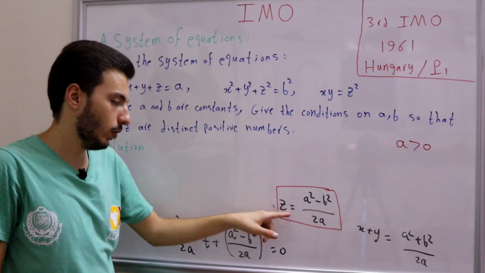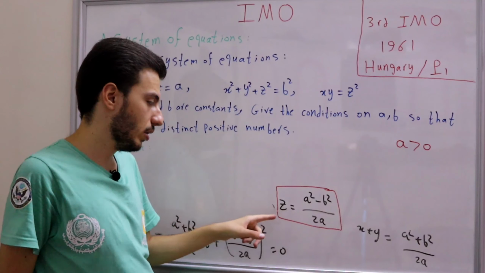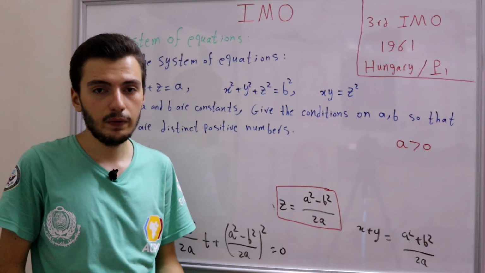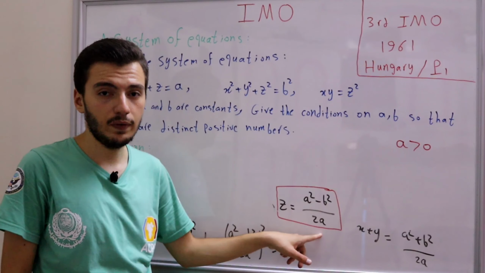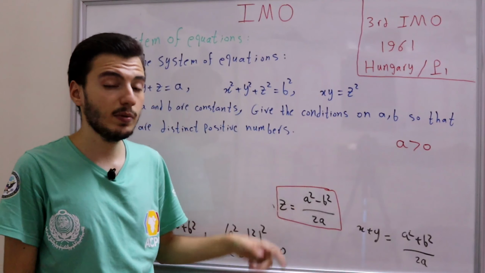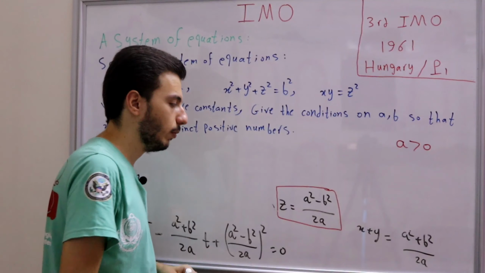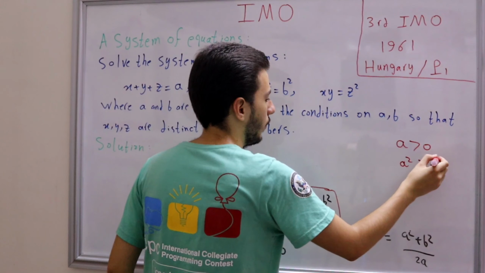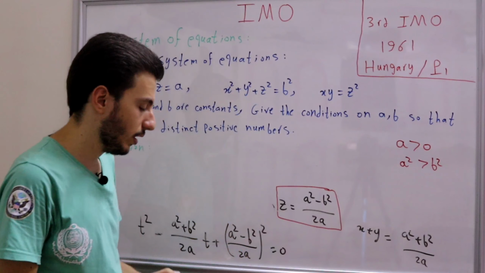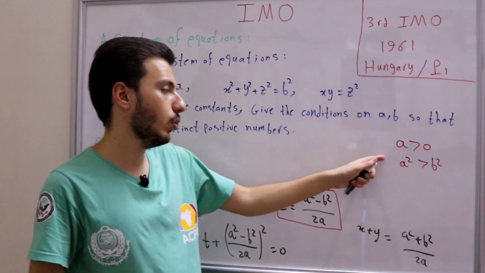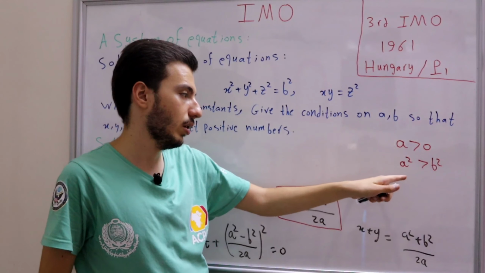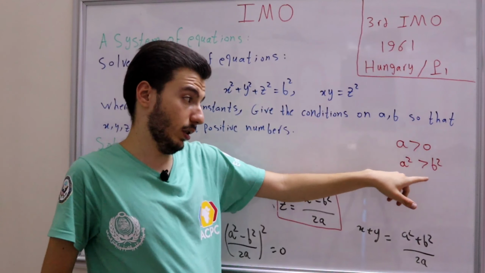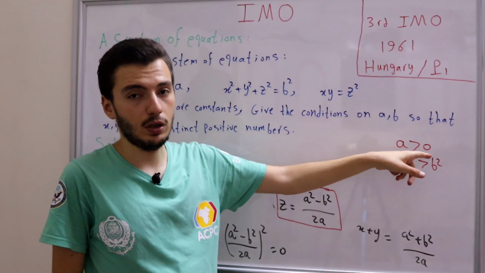Second, we know that we found the value of z, right? This is z, a squared minus b squared divided by 2 times a. We know that z is positive, all right, and a is positive. That simply means that a squared minus b squared is positive. Perfect, so that simply means that a squared is greater than b squared. So that's actually our second thing. No, forget about that. So a squared is greater than b squared and a is positive.